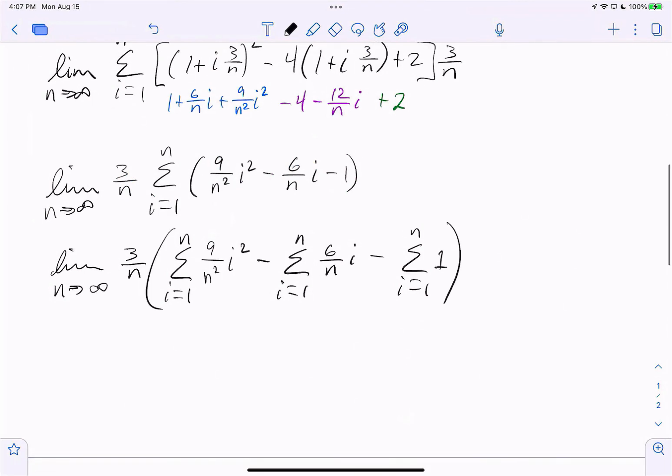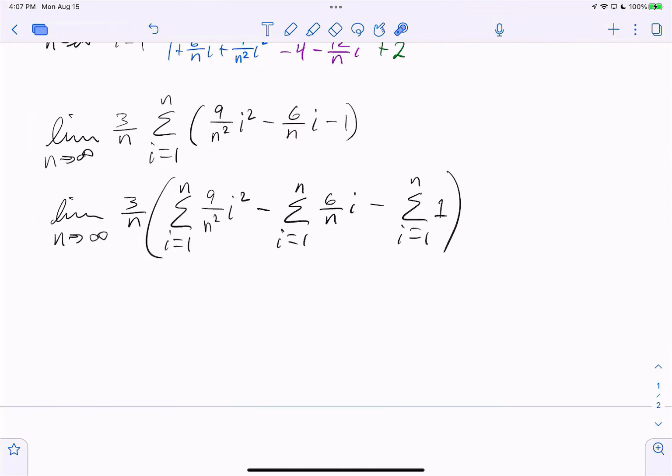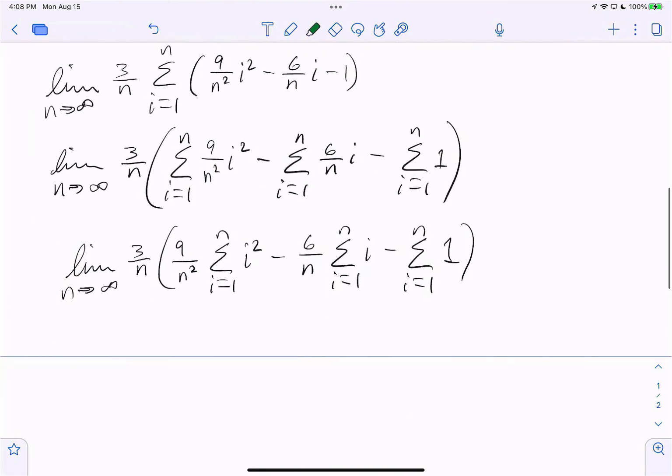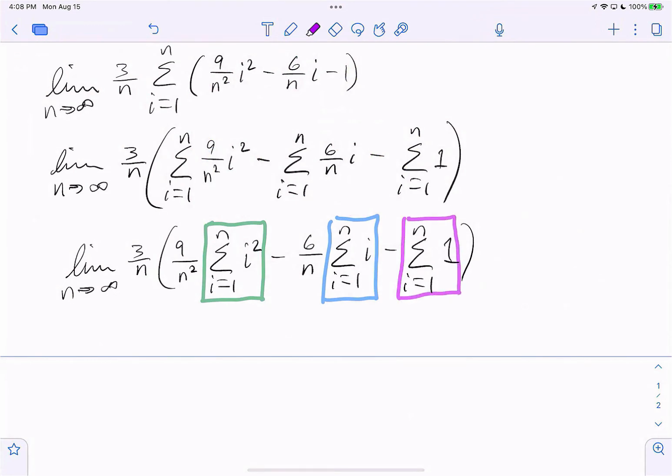Now for what's about to happen, it's going to be easier if I take the constant. Now again, n is constant, right, for the sigma. The only thing changing in the sigma is i. It will be easier for us if we take the 9 over n squared, pull it out front of that sigma, 6 over n, pull it out in front of that sigma. Now we have these three sigma expressions. One is the sum as i goes from 1 to n of i squared. One is the sum as i goes from 1 to n of i. And the third is the sum as i goes from 1 to n of 1.